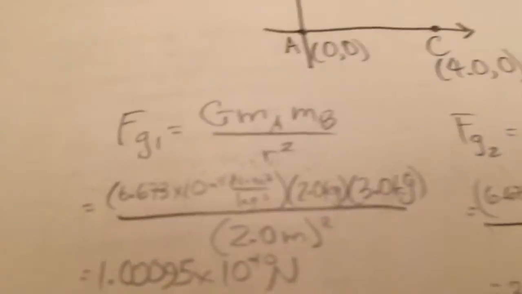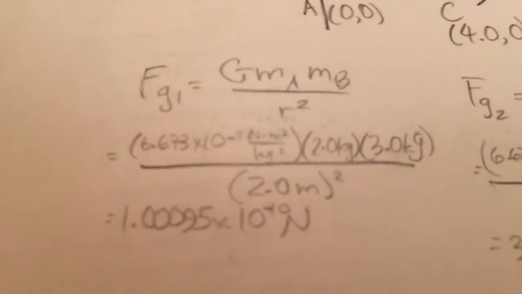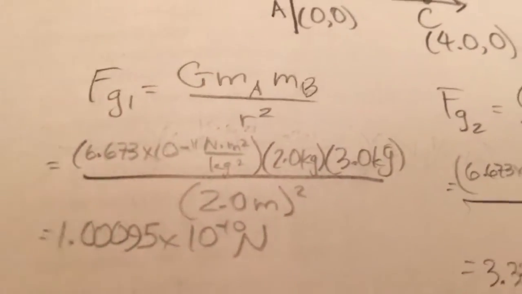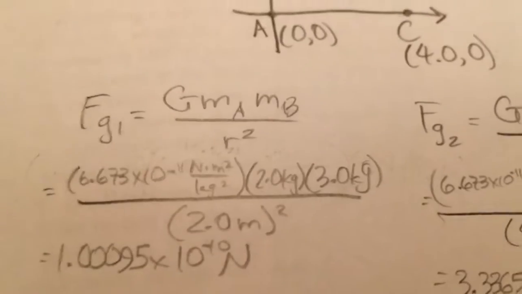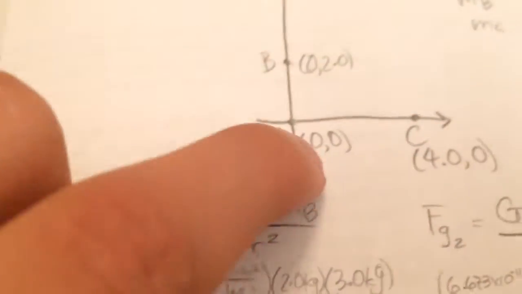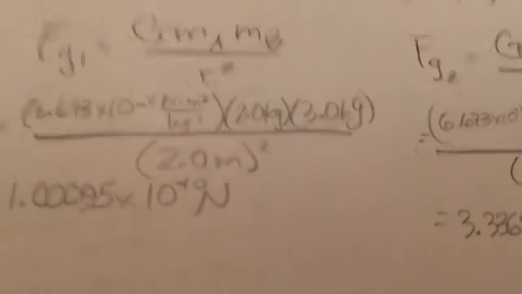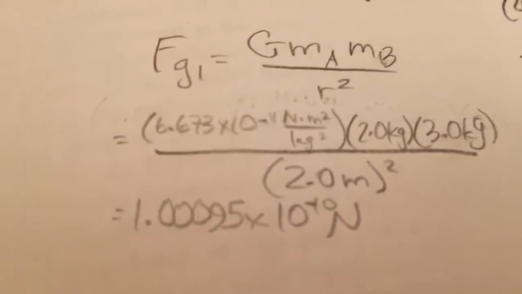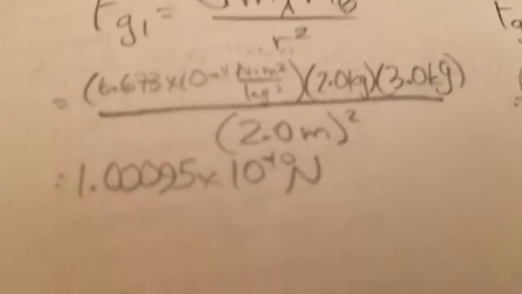So let's find the gravitational force between mass A and mass B first. 6.673 times 10 to the negative 11th is the gravitational constant G, times 2.0 kilograms, the mass at point A, times 3.0 kilograms, the mass at point B, divided by r squared, and as you can see, the distance is 2.0, and there you go. You get 1.00, some very long decimal.